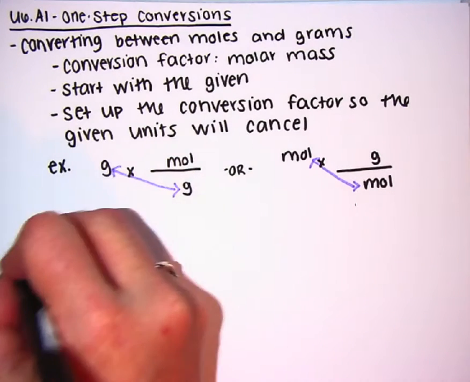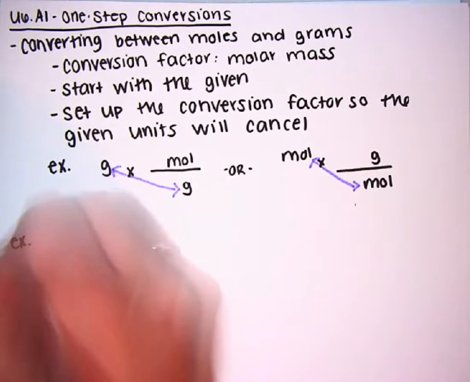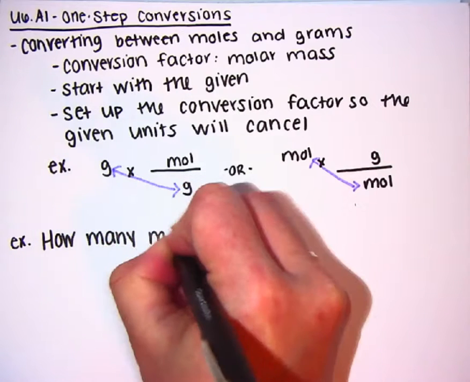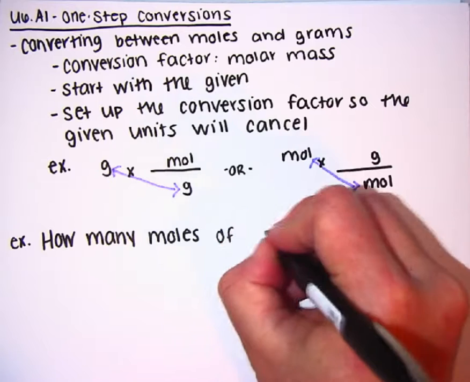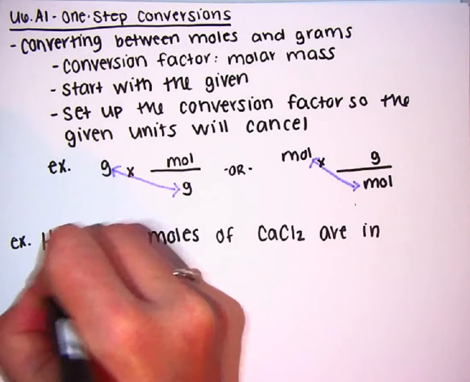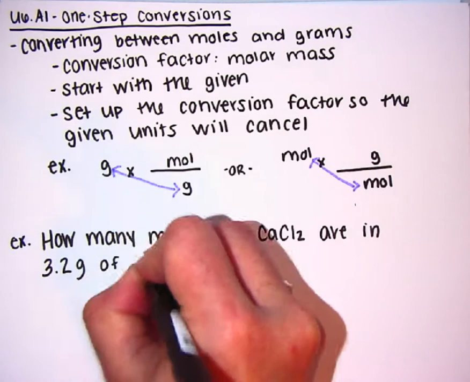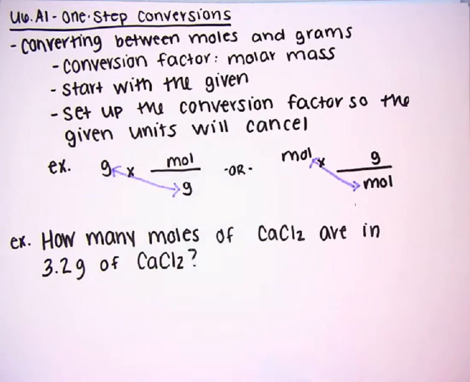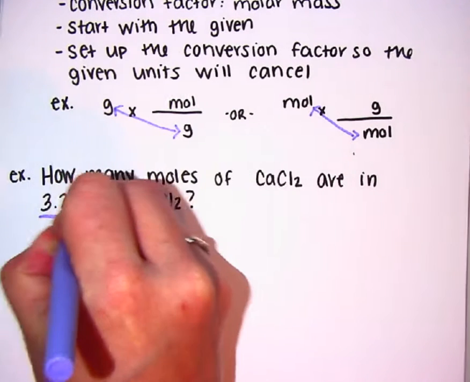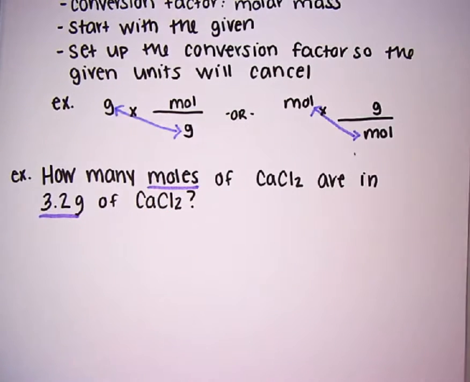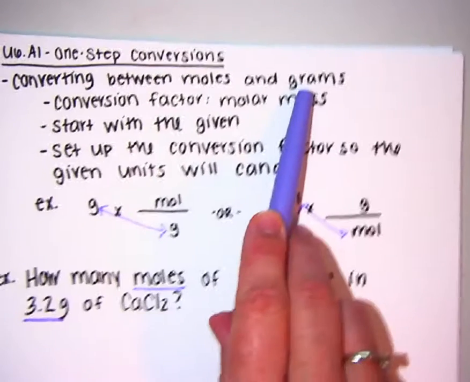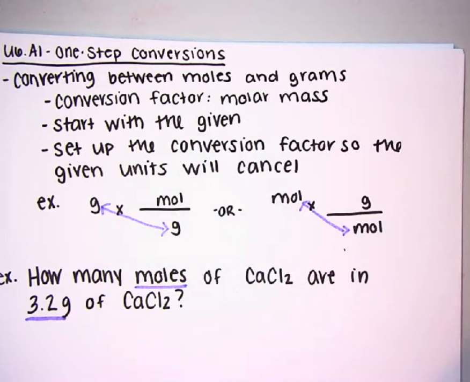So let's do 2 problems. First example. How many moles of calcium chloride are in 3.2 grams of calcium chloride? So the first thing that you should do is look at the units that you are given, look at the units that you're solving for, and figure out what your conversion factor is. I'm starting with grams and I'm solving for moles. If I'm converting between grams and moles, my conversion factor is the molar mass.